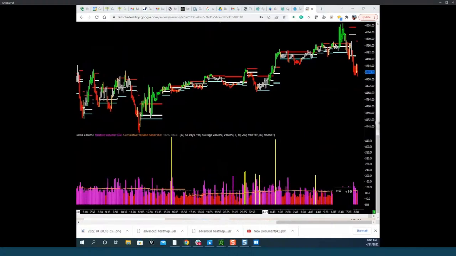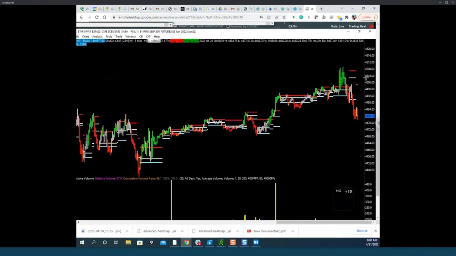So here's your box. This is the box. Here's a box here, and then here's one here, right? So this is starting to break out of it. So that's all it's looking at. And it's a great judge of overbought, oversold temporarily, short term.